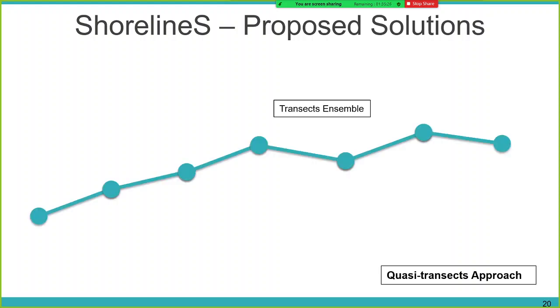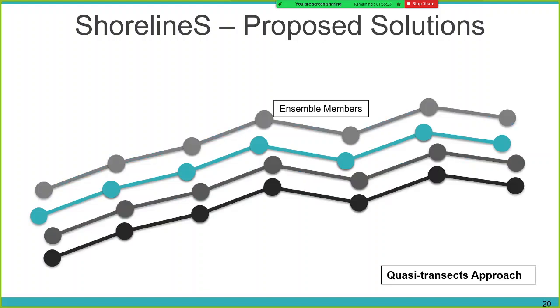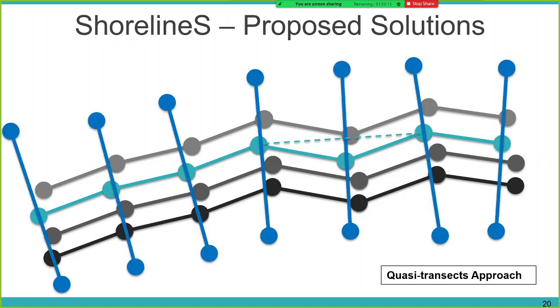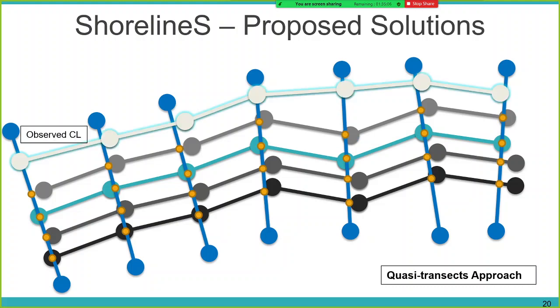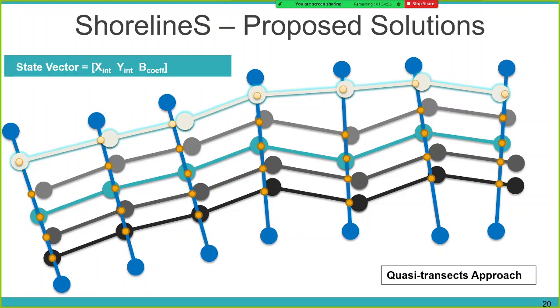In this approach you need to choose a transect ensemble out of the ensemble members, and then a guideline will be drawn for each grid point using the previous and next grid points in order to draw the transect perpendicular to it. Then you get the intersections between these transects and the ensemble members, and also the observed coastline intersections. These intersection point coordinates x and y will be used in the state vector alongside the B coefficient, which is the longshore transport coefficient.